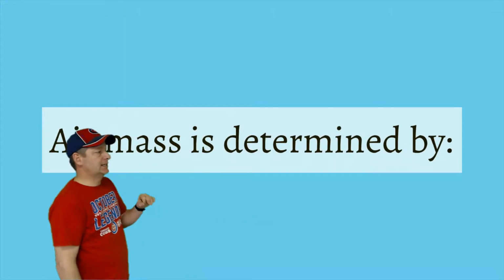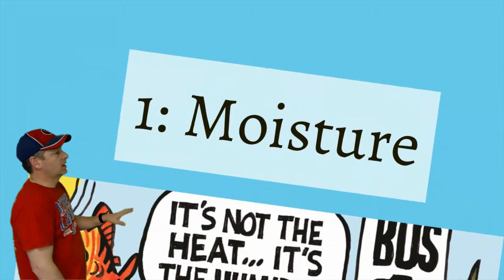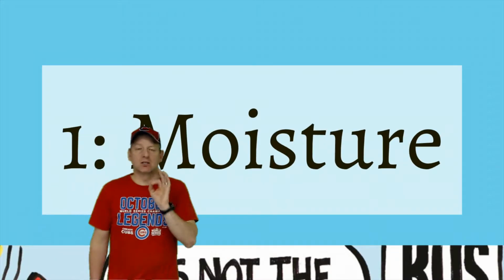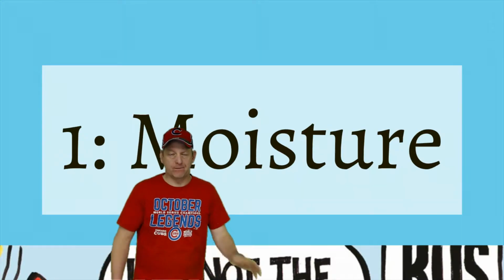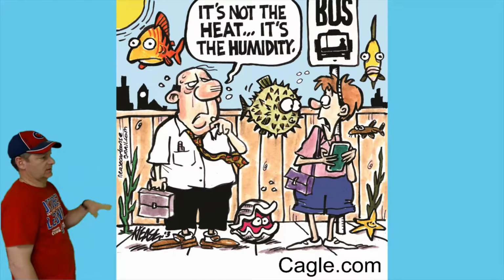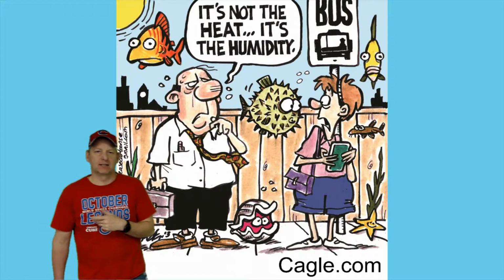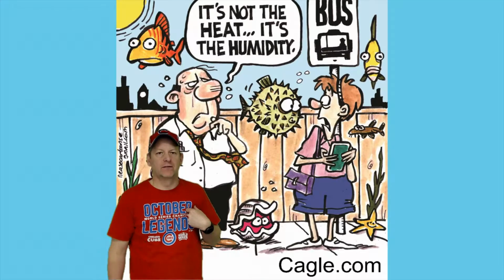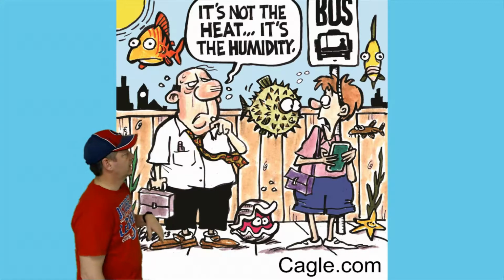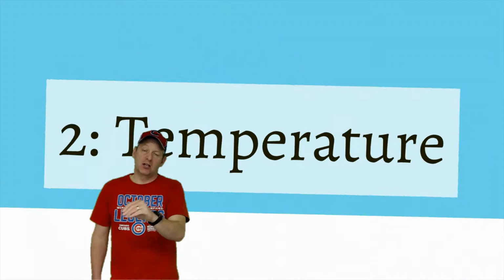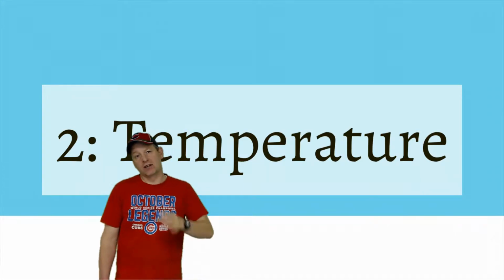So let's take a look at this a little bit more detail here. An air mass is determined by two things. One, it is determined by moisture. Okay, so is it wet? Is it dry? That's what we need to take a look at. I put this little tiny thing in here, that sometimes it feels like this. Okay, it's not the heat, it's the humidity, and sometimes we feel like the air is so wet that actually the fish are swimming around us. You can't stay dry, you're always hot. Okay, so we look at the humidity, but we also have to look at the temperature. So is it hot or is it cold?